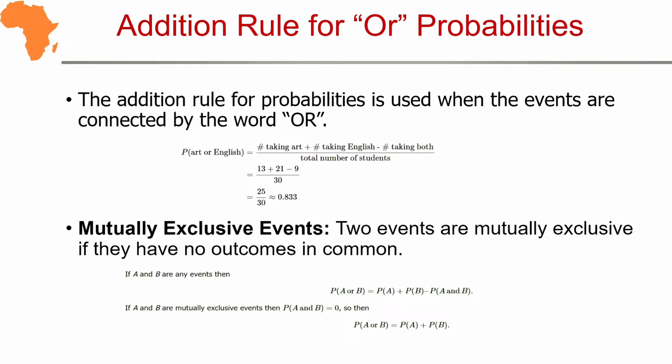If A and B are mutually exclusive, which means the probability of A and B is 0, so they have no common event, I'm using this Venn diagram here, then the probability of A or B is the probability of A plus the probability of B.